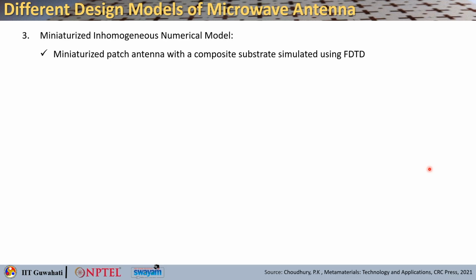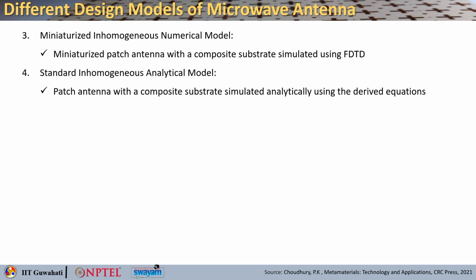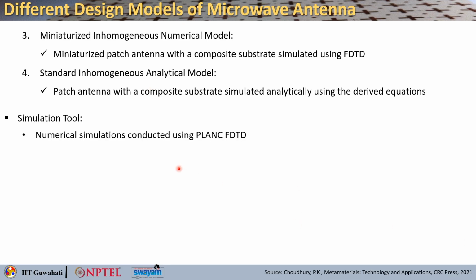The third model basically assumes the FDTD simulations for the miniaturized patch antenna with composite substrate obtained, which we will discuss in the next lecture. So, we will call this as miniaturized inhomogeneous numerical model. And finally, the fourth model considers the analytical simulations using derived equations for patch antenna with composite substrate. So, we will call it standard inhomogeneous analytical model or design. We will now use the above given classification of antennas throughout the study.